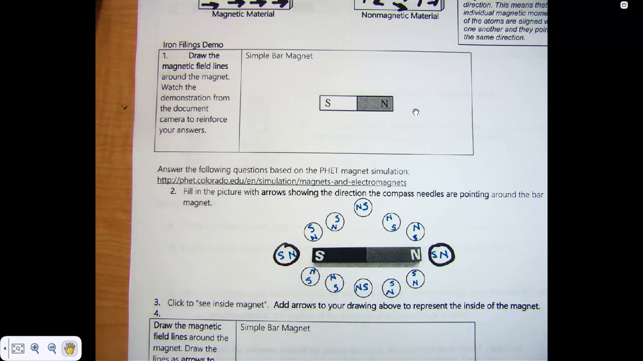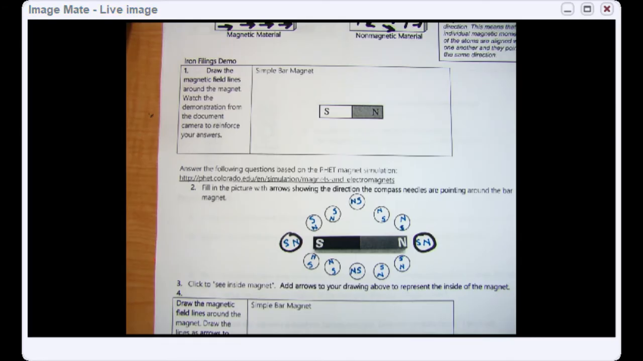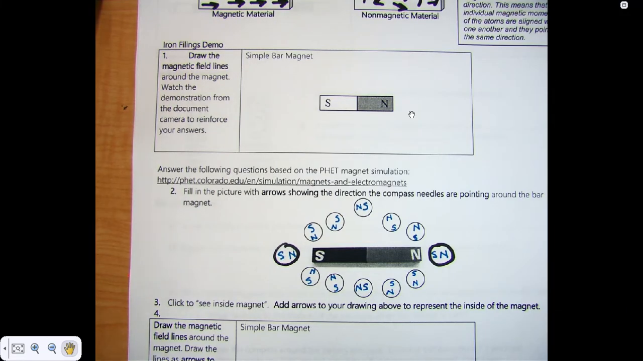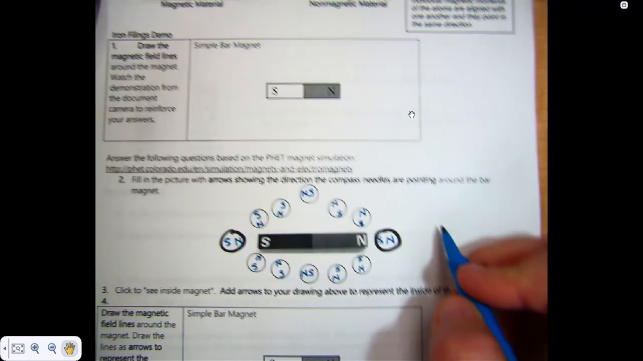Now on the next thing, it says click to see the inside of a magnet. Add your arrows to your drawing above to represent the magnet. So if we go back here and we click to see the inside, these are just like the domains that we saw earlier. Notice they're all pointing in the same direction. My north is on this end, my south is on this end. Okay, they're all going horizontally. They could all be going vertically, that's fine, but they're all going in the same direction. You don't have a north on one end and a south on the other. So because this is really dark right here, I'm going to draw an extra box.